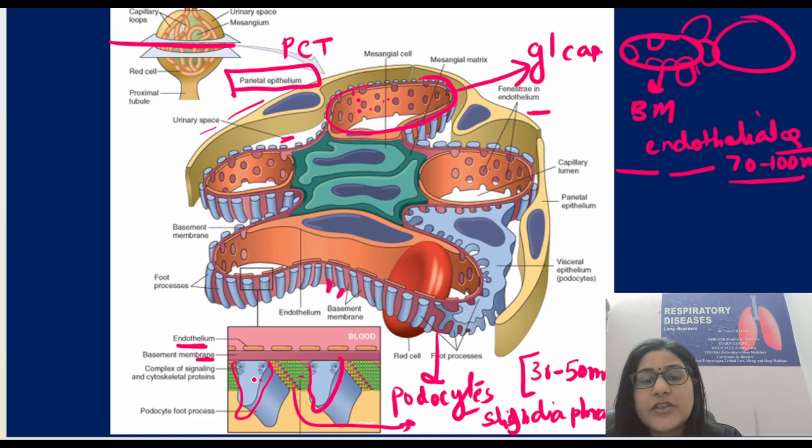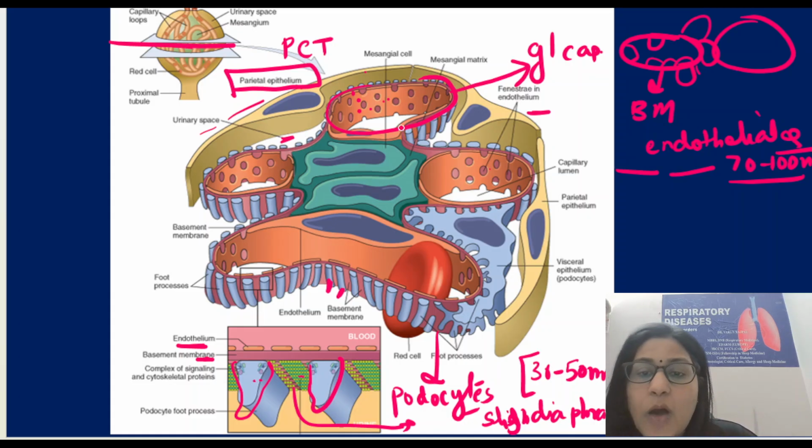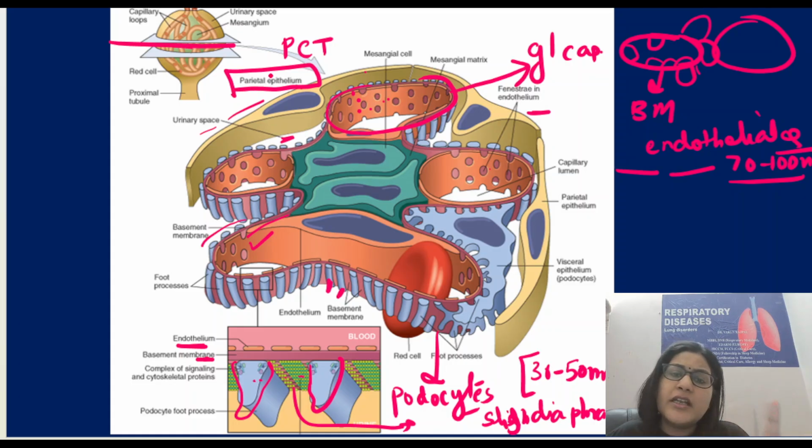Okay, so if somebody asks you, the endothelial cells have endothelial gaps which measure 70 to 100 nanometer, while the foot processes of the epithelial cells have a space approximately 30 to 50 nanometer in between. So now if somebody asks you what forms the filtration barrier, so you have the endothelial cells, the glomerular basement membrane, or the visceral epithelial cells, or the podocytes. It is the visceral epithelial cell. Remember, the parietal epithelial is much outside the urinary space.